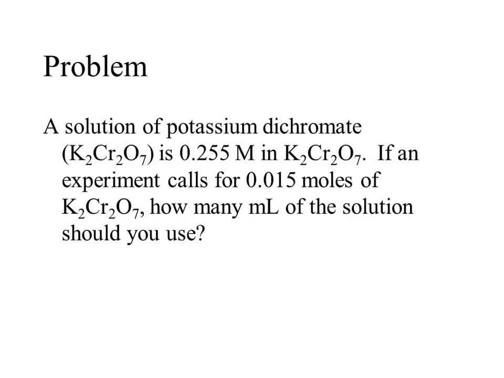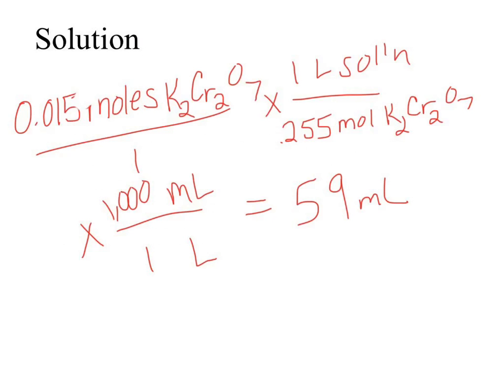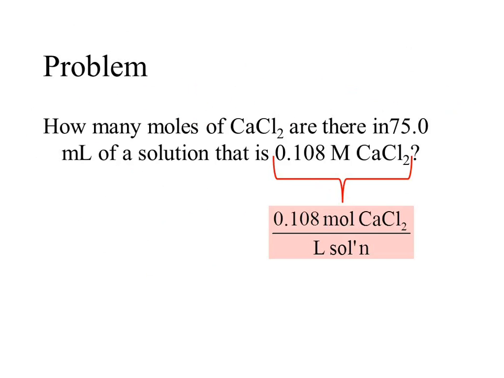Then it goes on to say, if an experiment calls for 0.015 moles, how many milliliters of the solution will you need? To get from moles to liters, and then liters to milliliters, you use the molarity. So you knocked it out this way. You started with the moles, used the flipped version of molarity to get to liters, then converted that to milliliters, and you knocked it out. So we're going to do another problem.